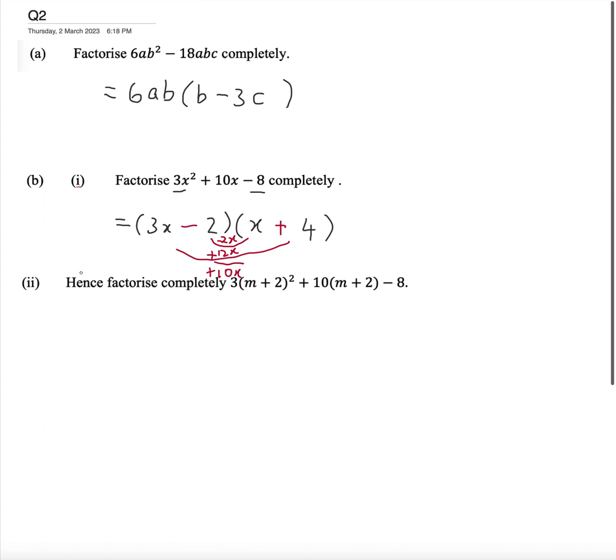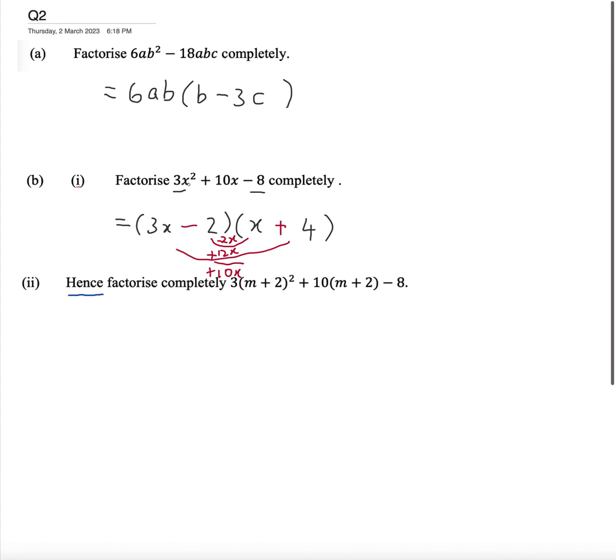In the next part, we have to use the result we have in the first part to factorize the expression in the second part. This is because of the word hence. Hence means that you need to use what you have factorized to factorize this expression. Now when you examine the expression, it is similar to the previous expression. So we have 3 times x squared and 3 times m plus 2 squared, and then plus 10 bracket m plus 2, and then minus 8.